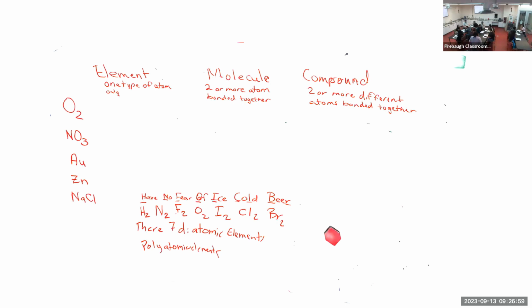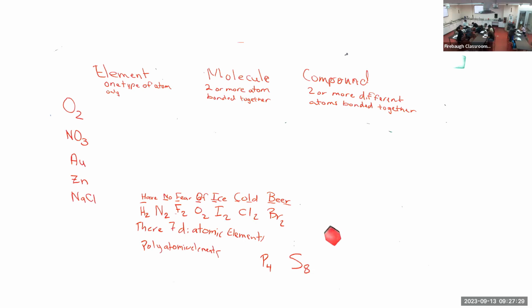I heard that. I heard you say it, yes, it's true, but poly basically means many, right? A polygon, many sides. So polyatomic means many atoms. We have two polyatomic elements: phosphorus, which is P4, and sulfur, which is S8.